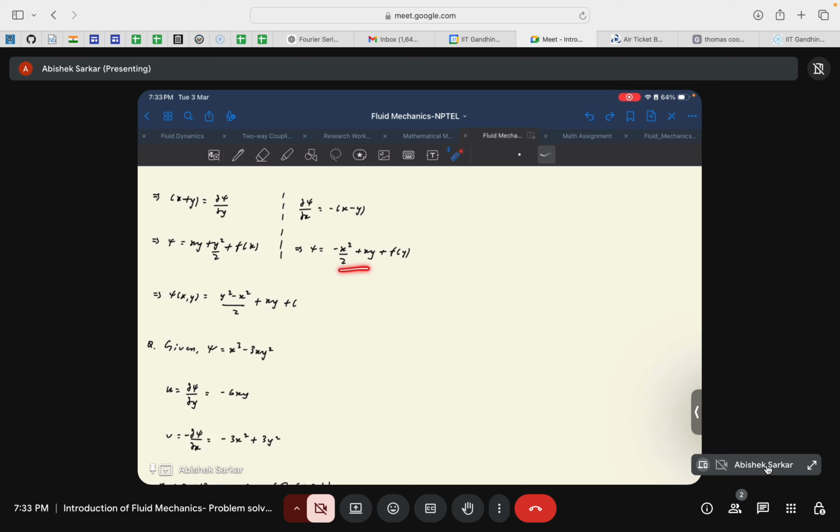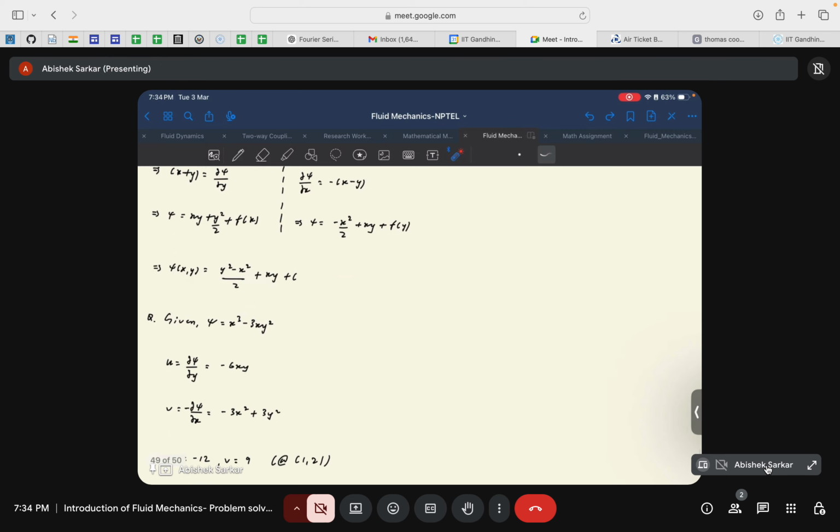Similarly, if you want to compare this with this one, you will have minus x square by 2 and xy, but f of y is, xy is there, but an explicit function of y is not there, so it must be this y square by 2. So what you do is, whatever is missing from here, just add it from this function.